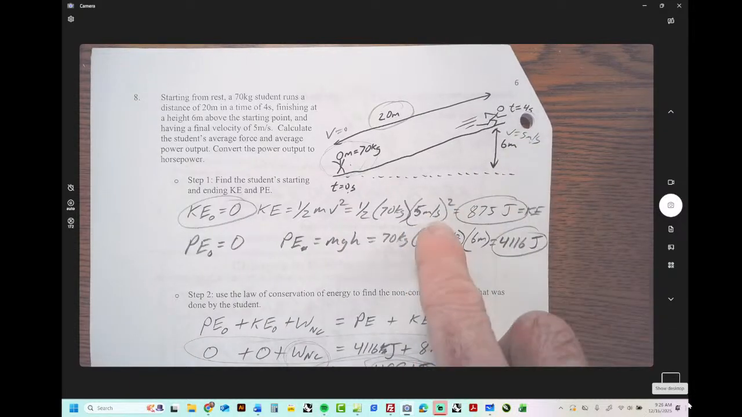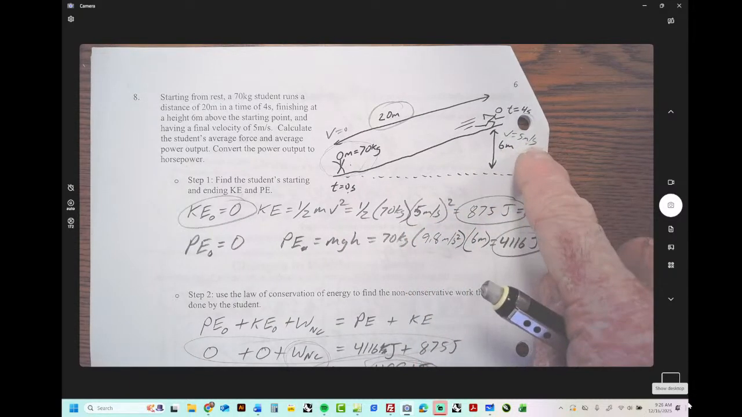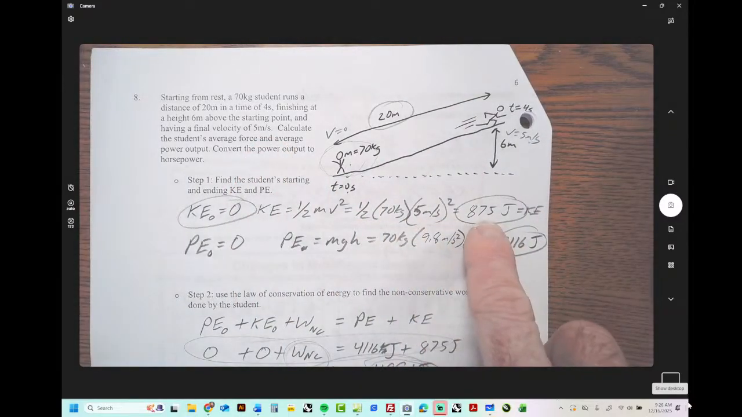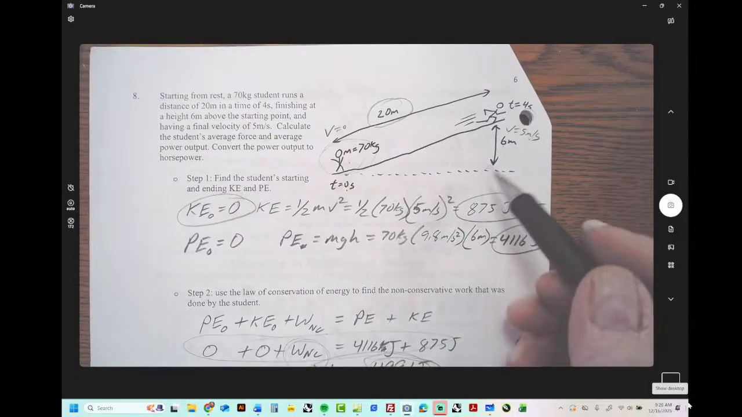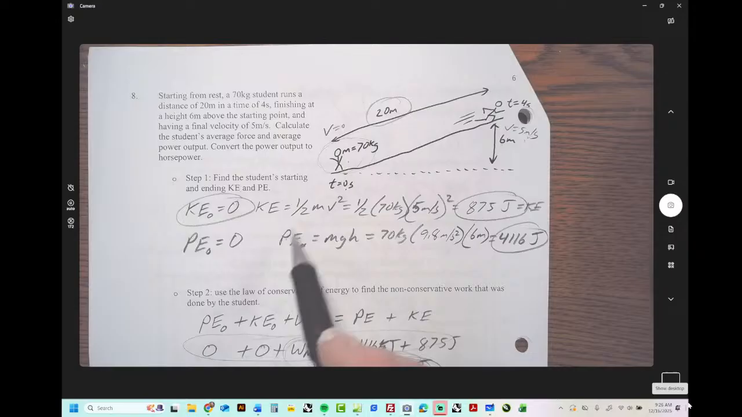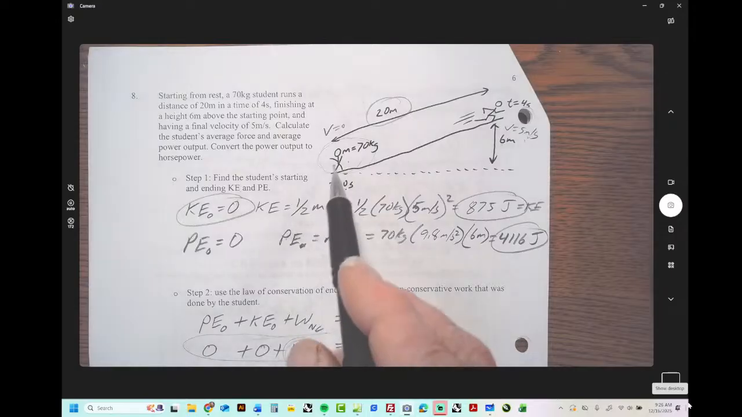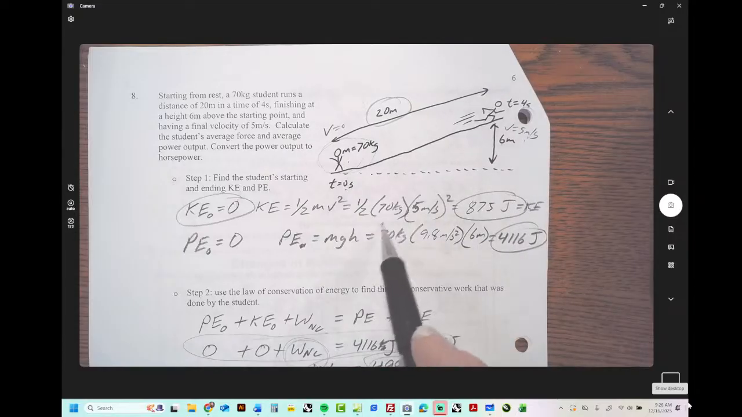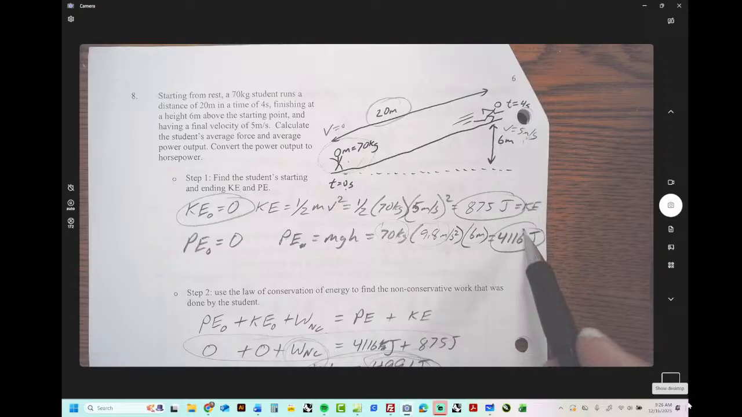Oh, so this is the final velocity. Final velocity is 5 meters per second, it says, and that's squared, so that's 875 joules. So they have 875 joules of kinetic energy there. And in the beginning, they didn't have any potential energy because they didn't have any height. But at the end, their mass is 70, here's G, and here's H. So multiplied together, that's 4,116 joules.